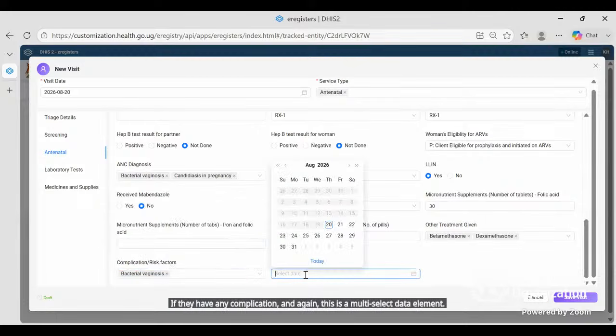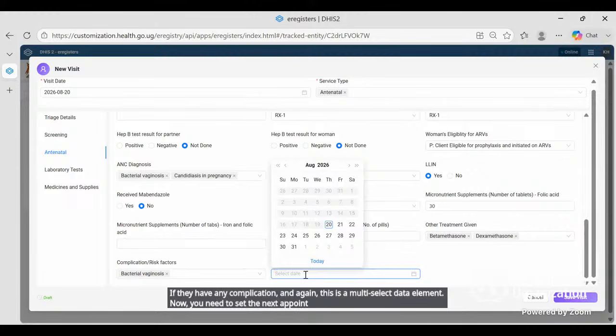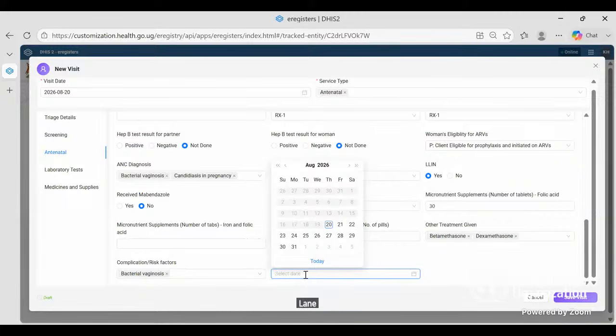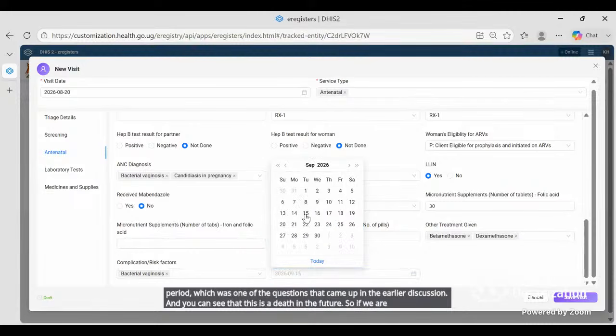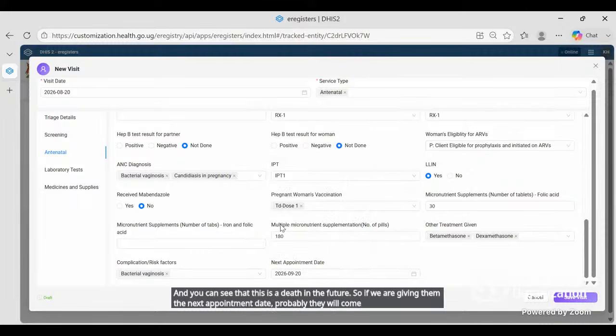Now you need to set the next appointment date. It is from this field of next appointment date that, when we go to our line listing, we are able to line list and filter out the mothers that are due for a test in a certain period, which was one of the questions that came up in the earlier discussion. And you can see that this is a date in the future. So if we are giving them the next appointment date, probably they'll come back next month on the 20th.